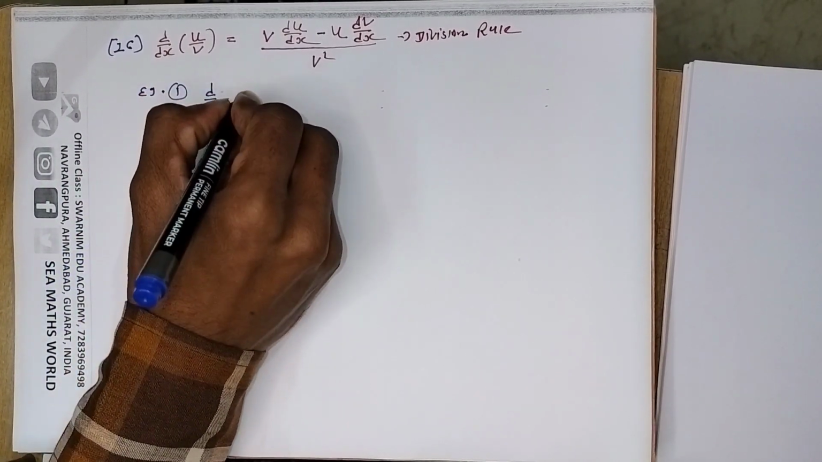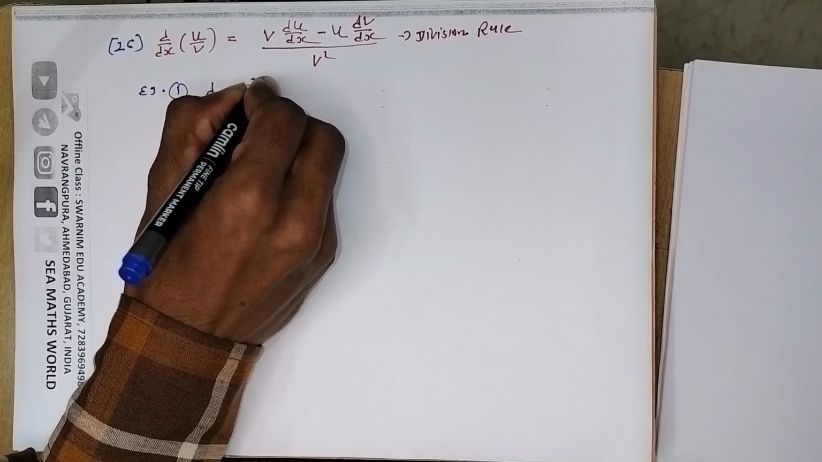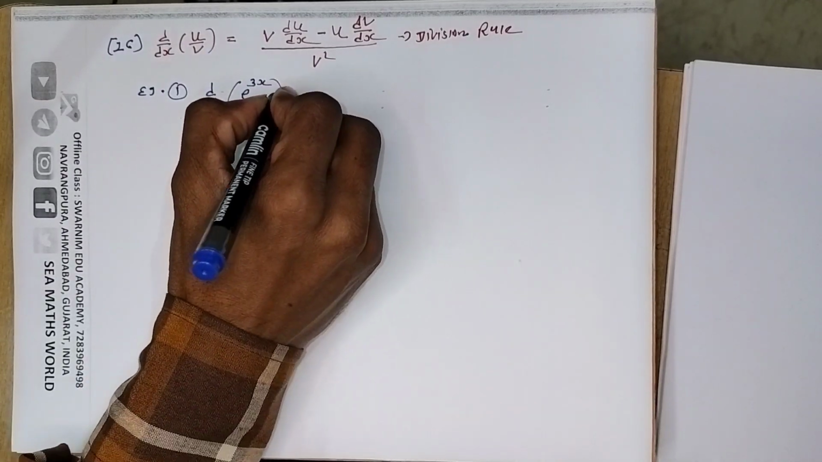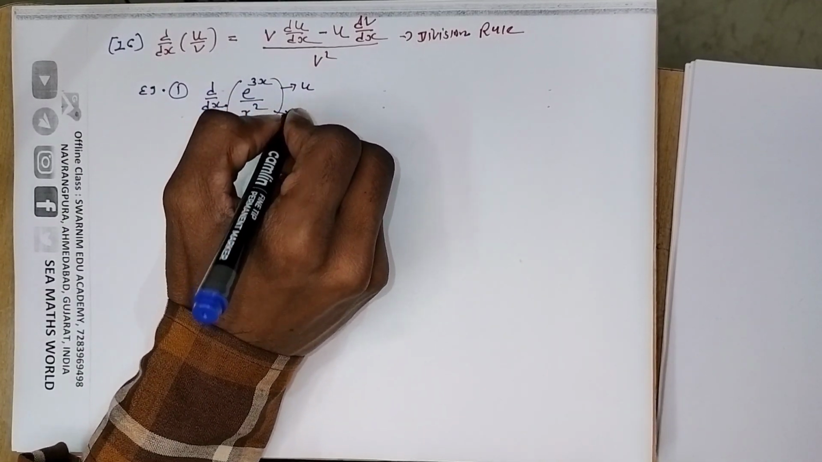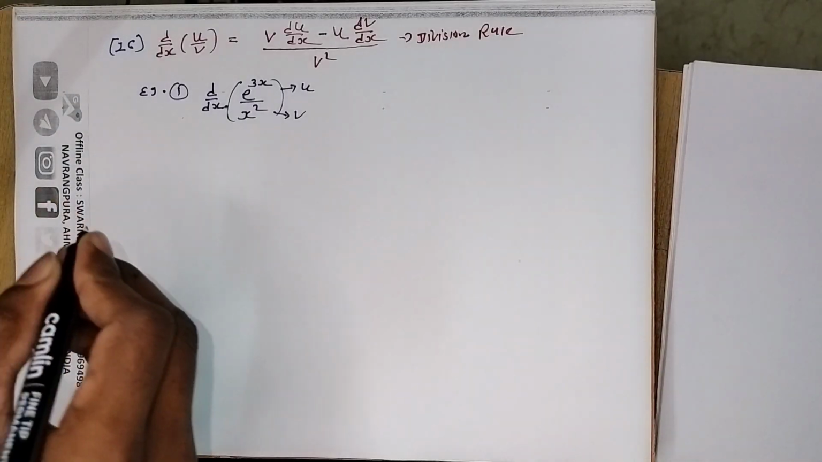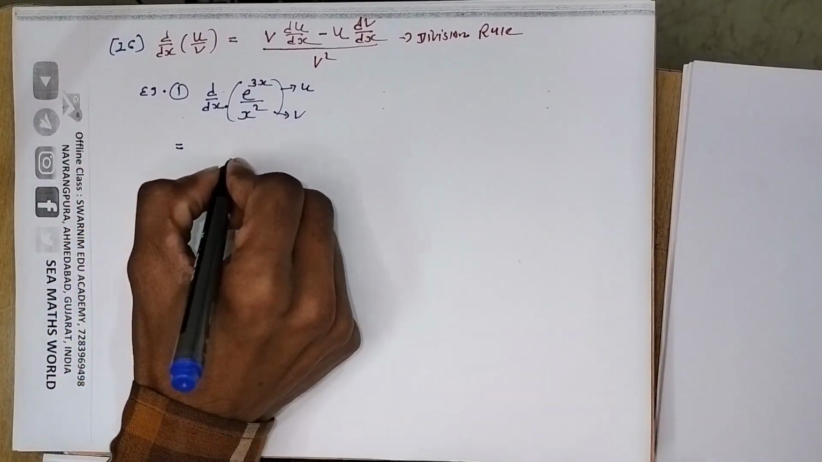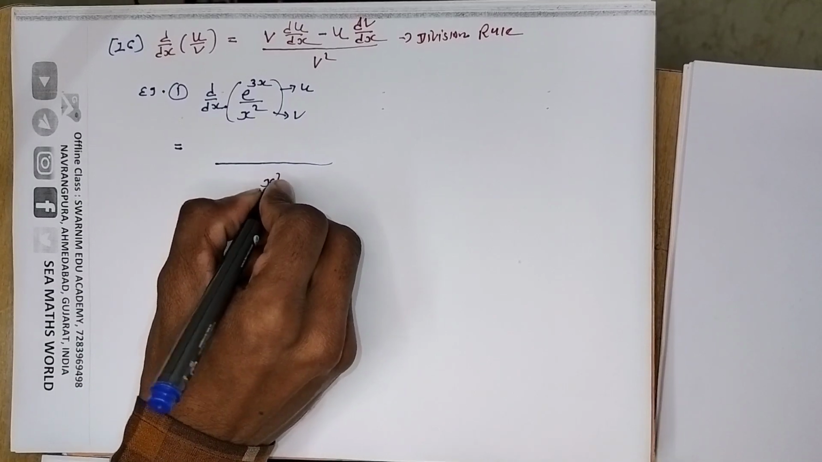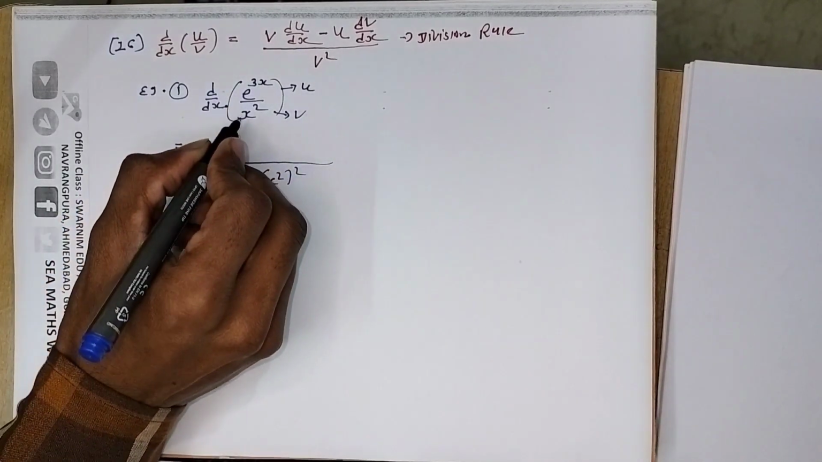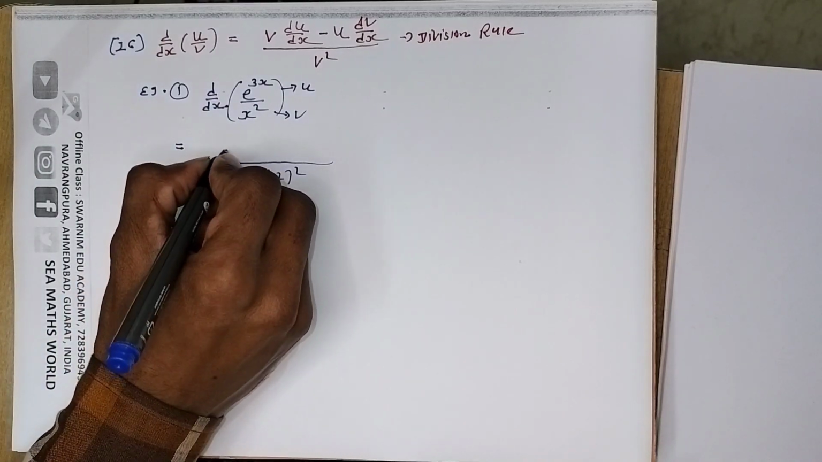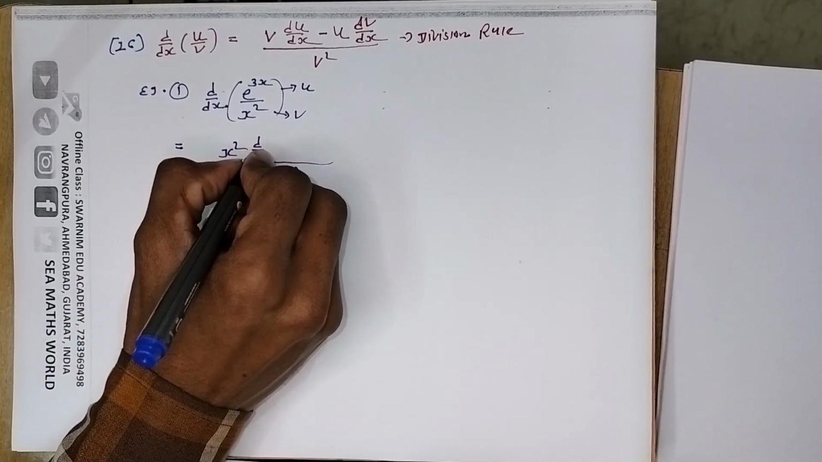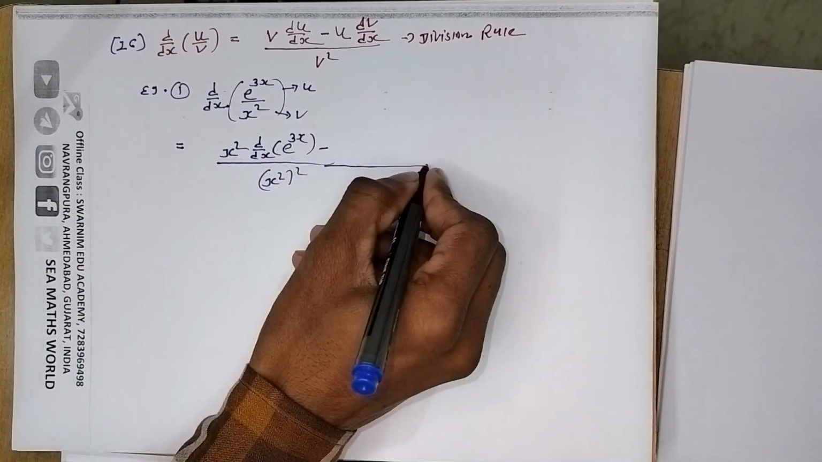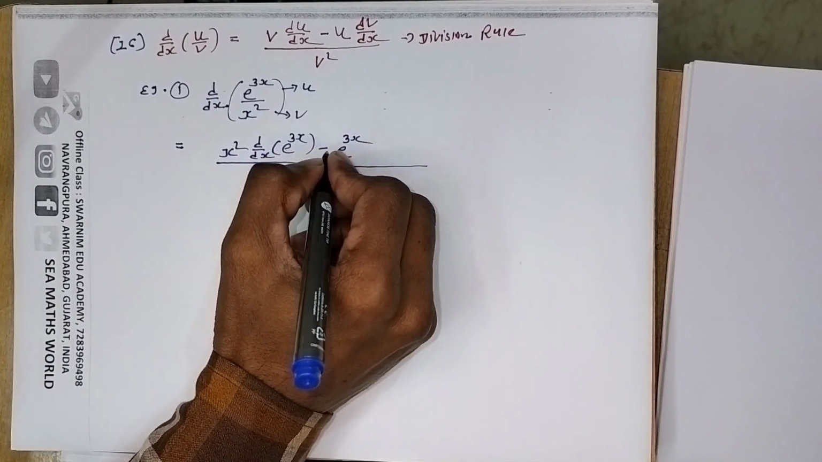Differentiation of e raised to 3x upon x square. Here the numerator term will be our u and the division term will be our v. So according to the formula, division is what? X square. So in division v square, v is x square, so x square whole square. Now put the same division term into numerator, so x square. Then differentiate the numerator term, e raised to 3x. Now keep e raised to 3x as it is and differentiate the division term.